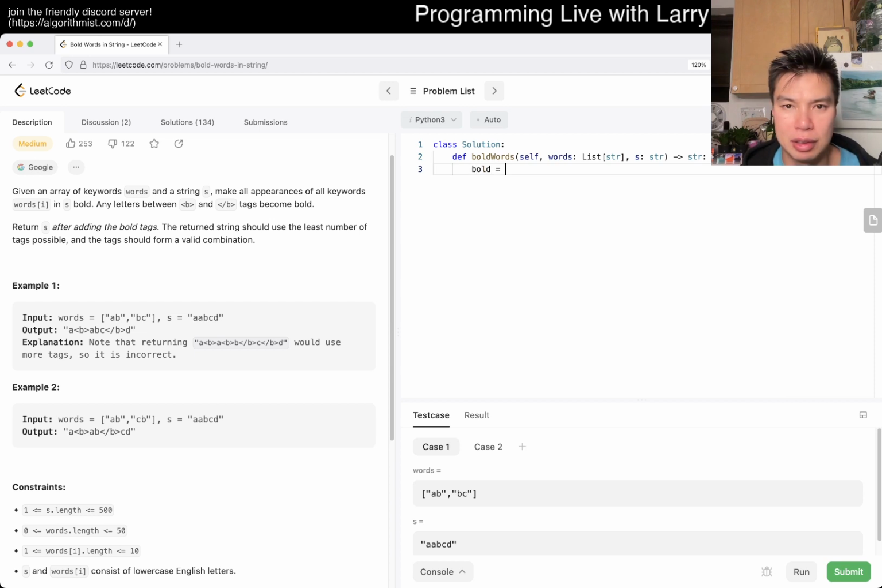So bold is equal to false times n, where n is the length of the string. I'm going to do this in a lazy way. You can do either a rolling hash or KMP or something like this, basically a linear string matching thing. But I'm not going to do that just because I'm lazy, to be honest.